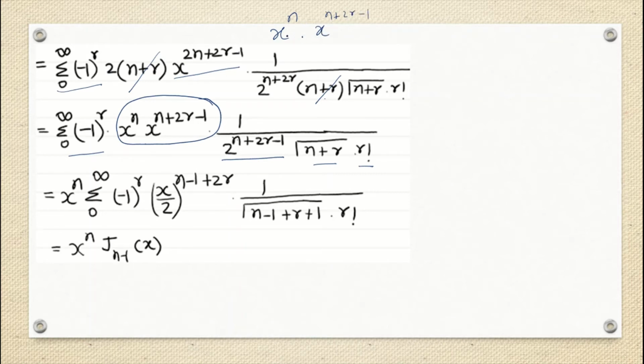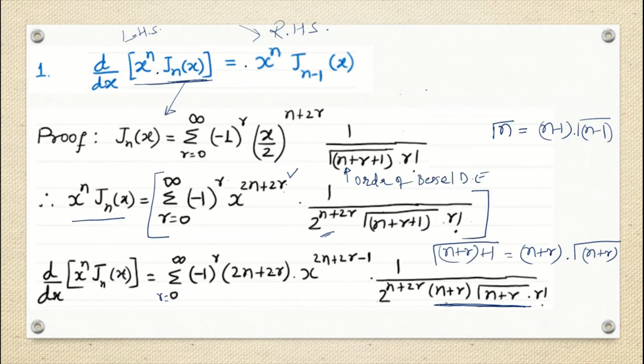Because the base is the same, in the same term only x will be written, with the power n plus 2r minus 1. So I separated out this x raised to n. By looking at the answer, this much is what I have to bring, so I will take out this x raised to n common. And now what I'll do for this J n minus 1 of x.